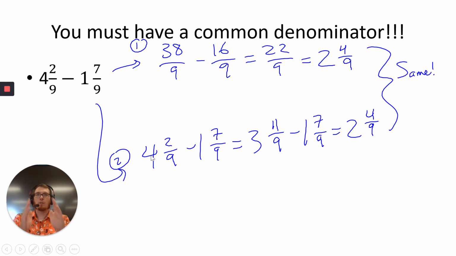And so for this question, I need to borrow from the whole number. So think about decimals. When you borrow, you take one from this group and add 10 to the other group, because that's the place value. Well, in this place value, a whole 1 would be, in this case, 9/9. So that's why I added 9, so it was 2/9. And now instead of 4 and 2/9, it's 3 and 11/9. And then subtract: 3 minus 1 is 2, 11 minus 7 is 4, and you get the right answer.